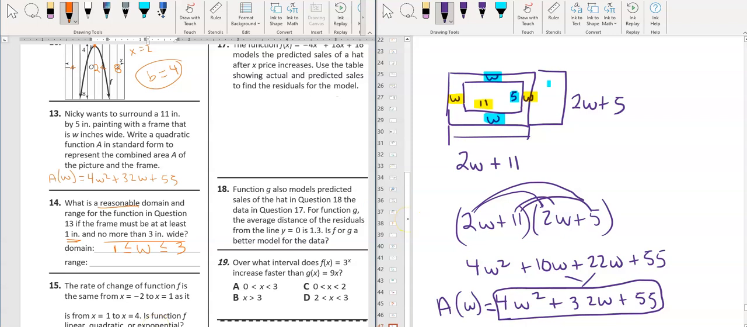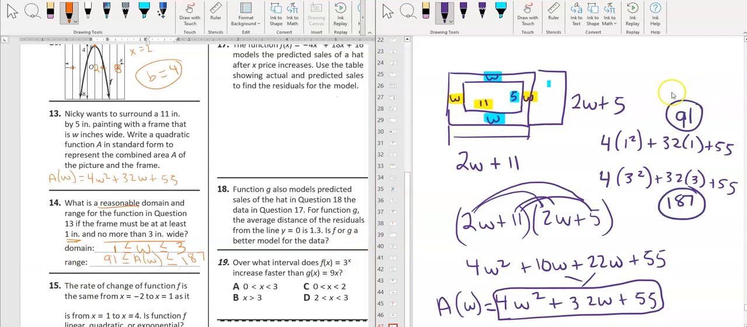Once I plug those values into my equation over here, I'm going to do 4 times 1 squared plus 32 times 1 plus 55. I'm also going to do 4 times 3 squared plus 32 times 3 plus 55. That will get me the answers for my range down here. So if our frame was a 1 inch by 1 inch frame, our total area would be 91. If our frame was a 3 inch by 3 inch frame, our total area would be 187. And that's the answers to 13 and 14.